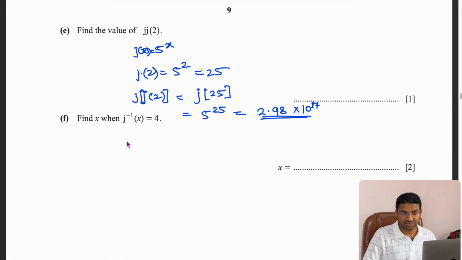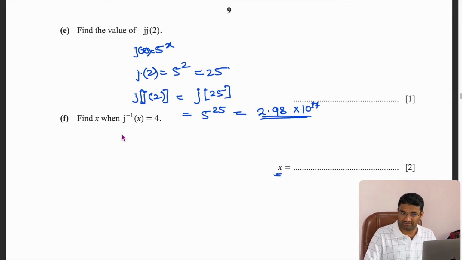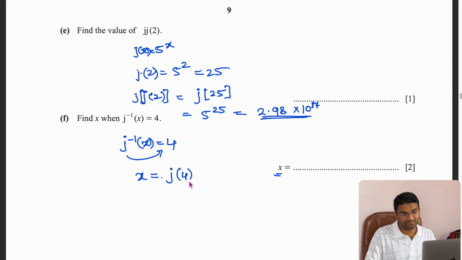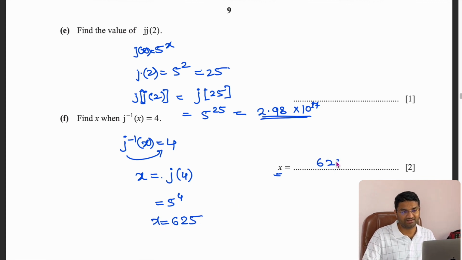Then next, the last one is j inverse of x is equal to 4, and you have to find the x value. Even though it looks difficult, it's easy. Because j inverse of x is equal to 4, if you transfer the j to the right hand side, x is equal to j of 4, right? And j of 4 is 5 raised to 4, which is 625. That's the answer.